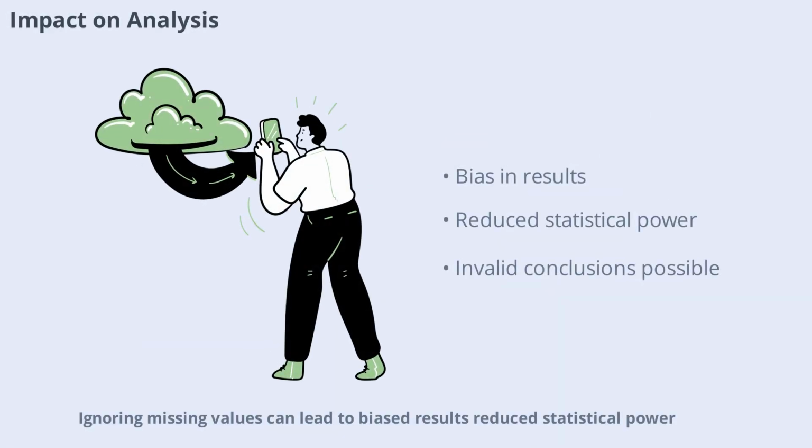Ignoring missing values can lead to biased results, reduced statistical power, and even invalid conclusions. For example, if a significant portion of your data is missing, your model might not generalize well. It's important to assess how much data is missing and whether it's concentrated in certain variables or spread throughout the dataset. Next, let's learn how to detect missing values in your data.